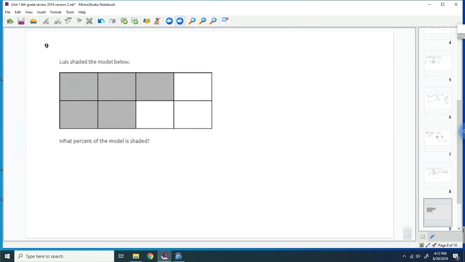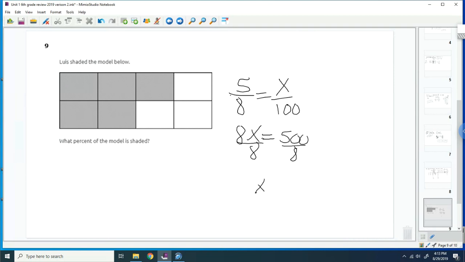All right, number 9. Louis shaded the model below. What percent of the model is shaded? Well, there's 8 squares. 5 of them are shaded. We're going to find the percentage. You're going to set equal to x over 100. So you cross multiply, you get 8x equals 500. And then you're going to divide by 8. 500 divided by 8 comes out to 62.5%.